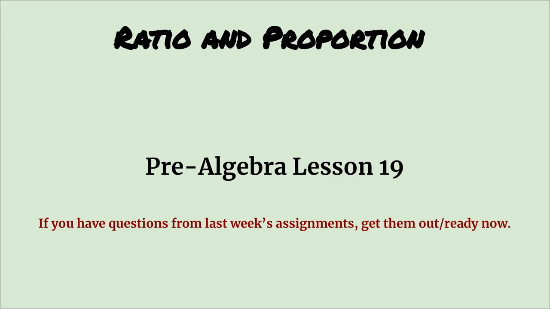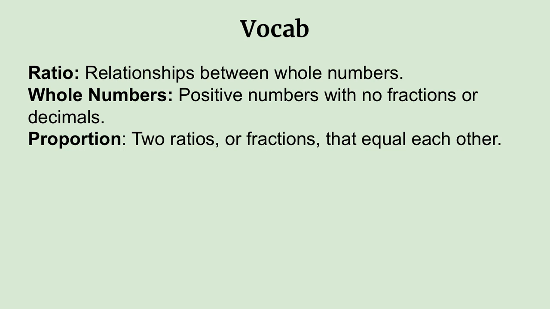For today's lesson, we're going to be working on ratios and proportions. So a ratio is the relationship between whole numbers. You might have used ratios when you're cooking or measuring things. A ratio looks something like a whole number over a whole number. It could be written as a fraction, written like this, or like this.